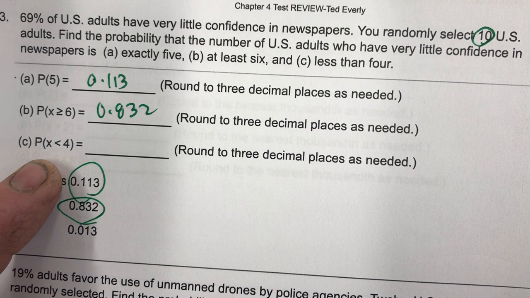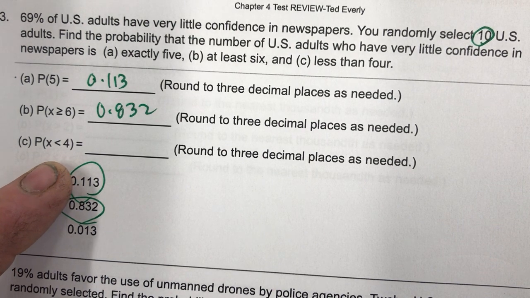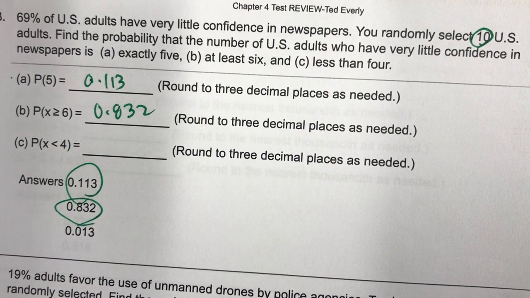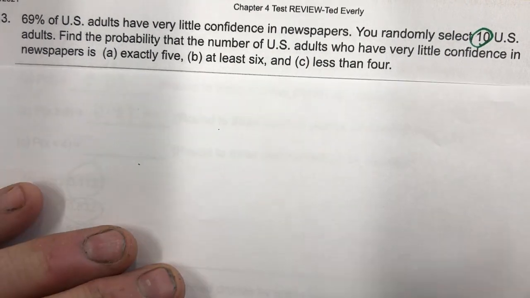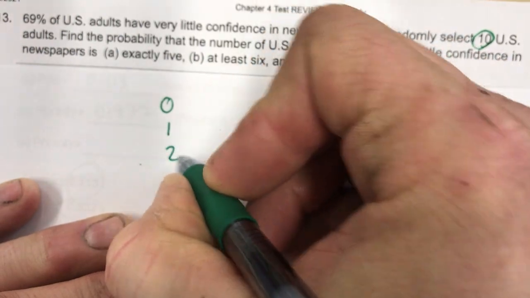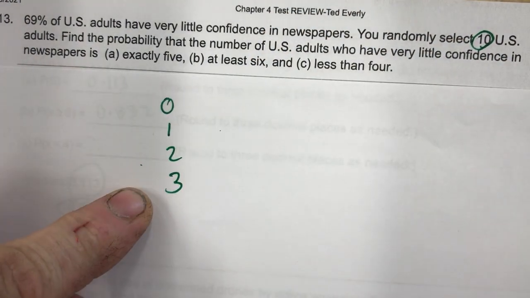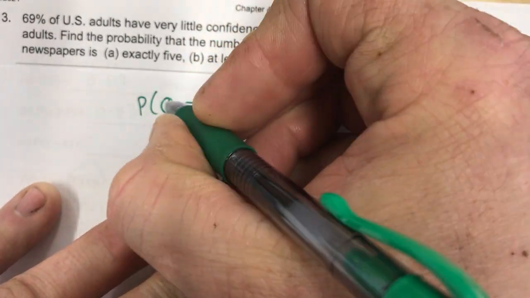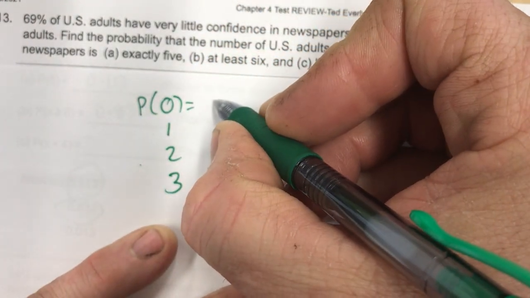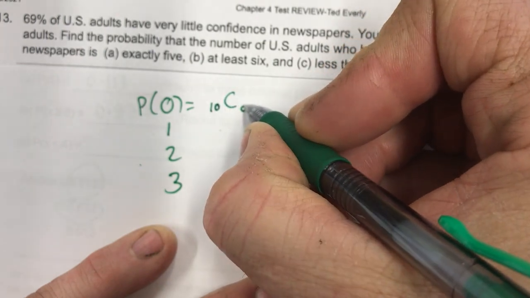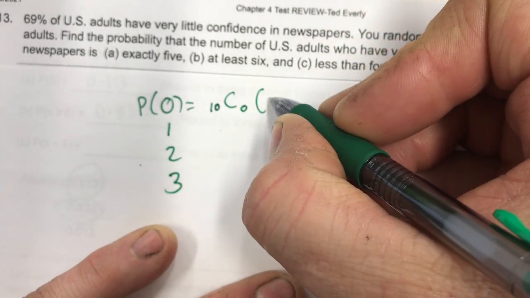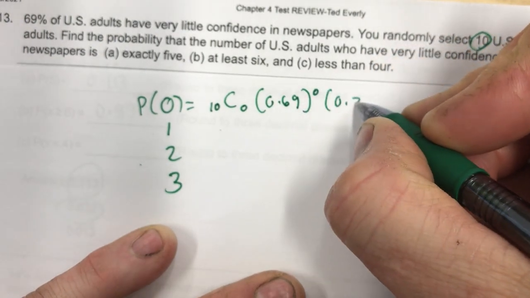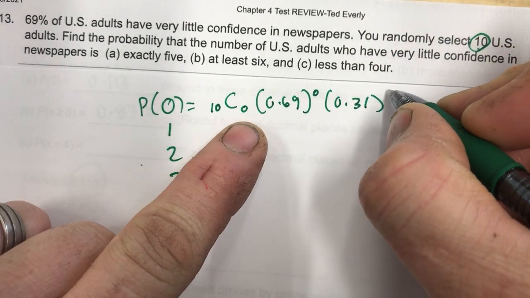All right, now find the probability that it's less than 4, which means if it's going to be less than 4, 0, 1, 2, and 3. I got to get these 4 and add them up. So like this 0, this is probability of 0. That's going to be 10C0 times 0.69 to the 0 times 0.31 to the 10 minus 0 is 10.